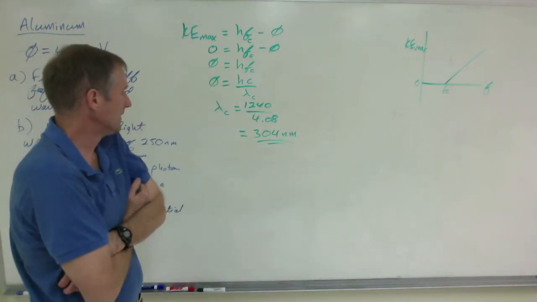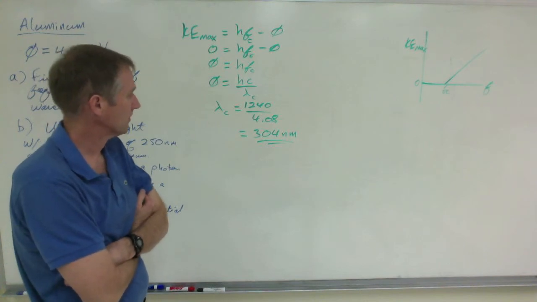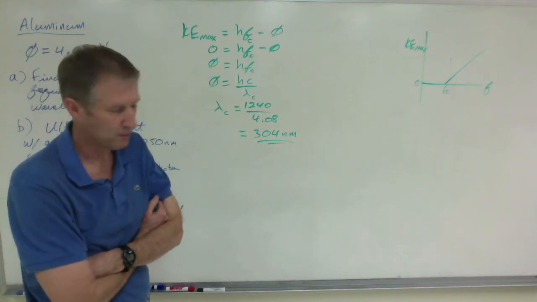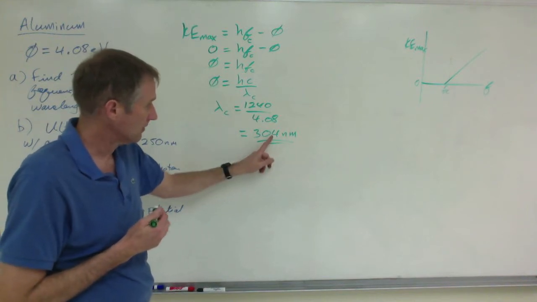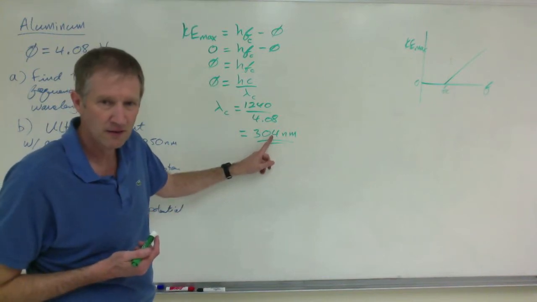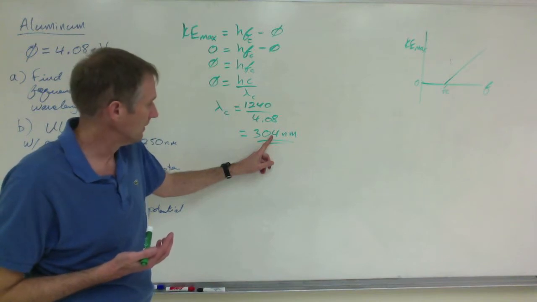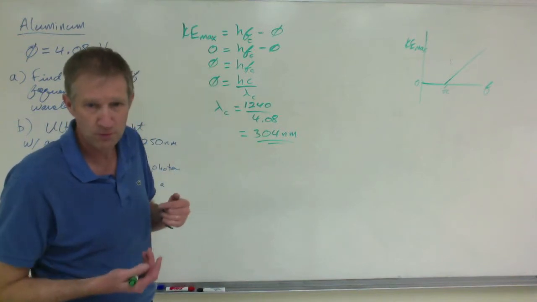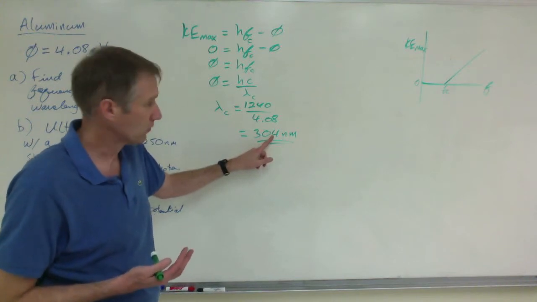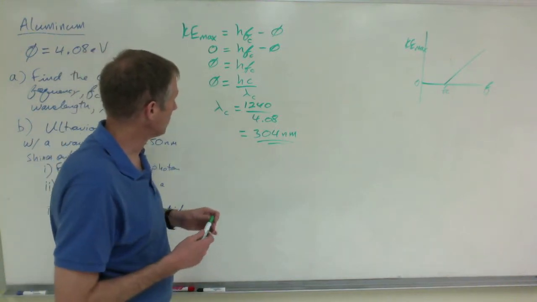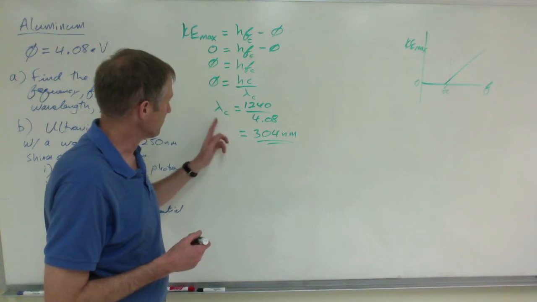What does that mean? Remember, wavelength and frequency are inversely proportional. Any wavelength that is longer than that, we're not going to get any photoelectric effect. Any wavelength that's shorter, which would correspond to a higher frequency, would give us a photoelectric effect. Now let's go ahead and calculate the frequency.